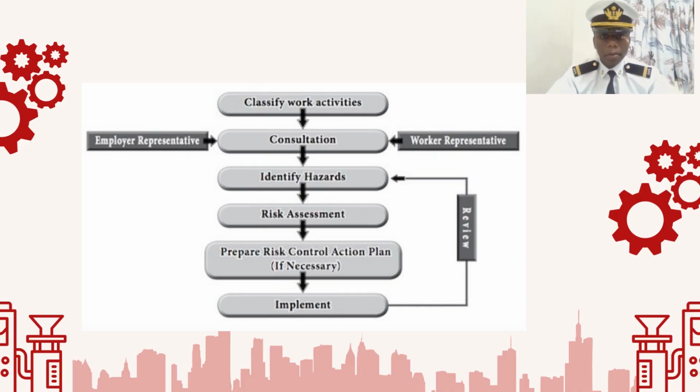So after that we make a plan from it. Sixth, we implement the plan. We put those controls into action. Finally, review. As you can see by the arrow going back up, this is a continuous cycle. We must review our controls to make sure they are working and see if any new hazards have appeared.